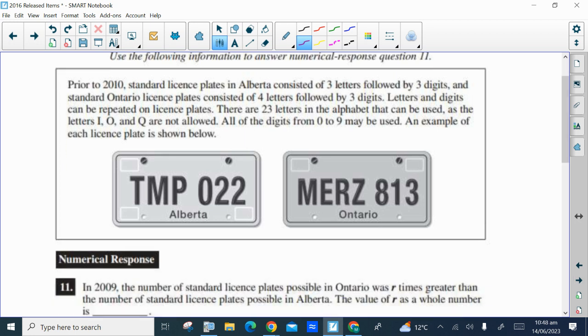Prior to 2010, license plates in Alberta consisted of 3 letters followed by 3 digits, and a standard Ontario license plate consisted of 4 letters followed by 3 digits. Letters and digits can be repeated. There are 23 letters in the alphabet that can be used, as I, O, and Q are not allowed. All the digits 0 to 9 might be used. An example of each license plate is shown.